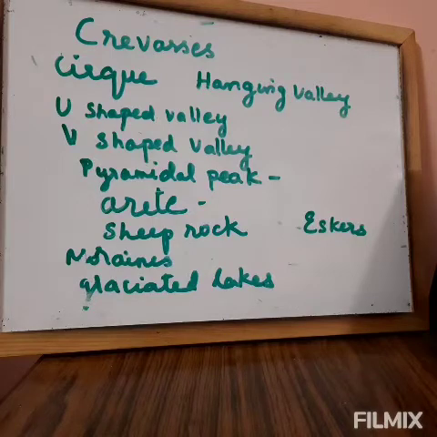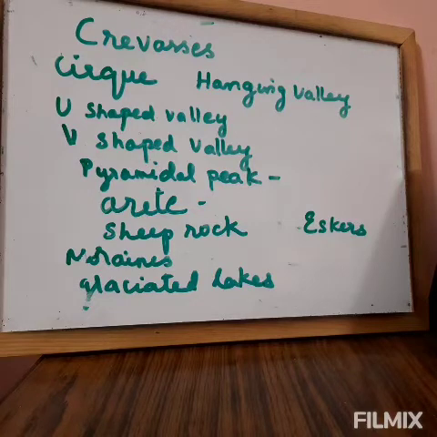Then you have a pyramidal peak, arete, sheeprock. Sheeprock: the glacier flows, it moves down the slopes in all directions. So the rock is eroded on one side, and on the other side it will have a gentle slope. It looks like a sheep, that is why it is called sheeprock.